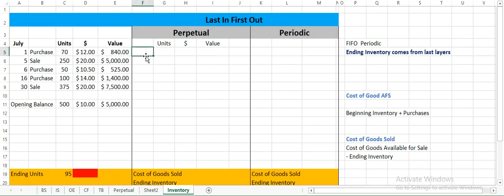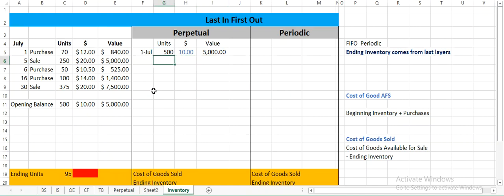Okay, so let's start with the perpetual again. What we have here is the same information, the same ending units, didn't change, and we're just going to work through this method. So let's put our layers down again, and we're starting with our July 1st opening balance layer of 500 units, $10, the value being $5,000.